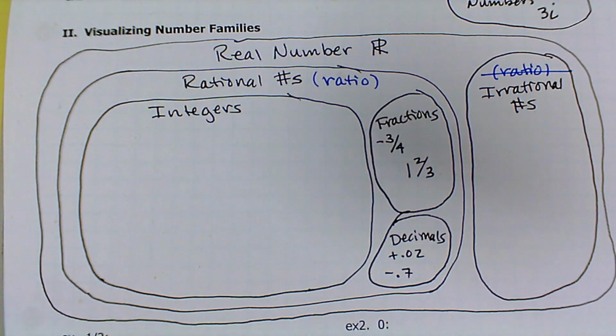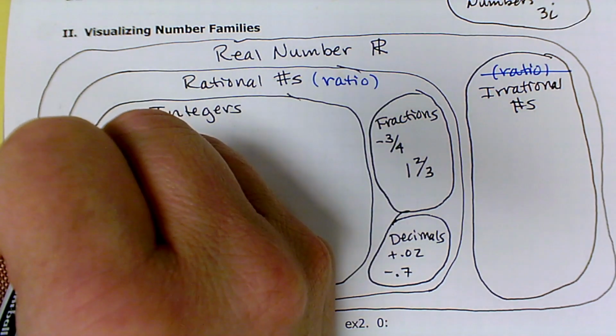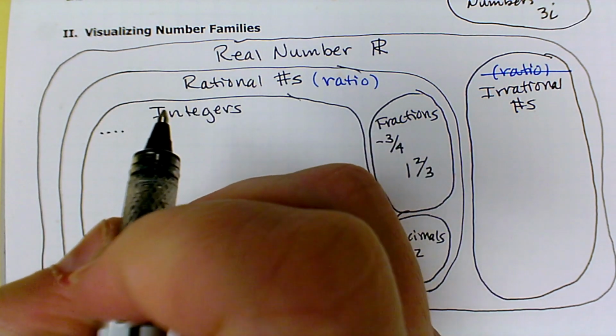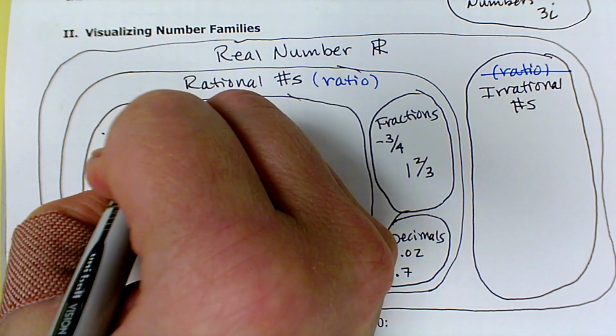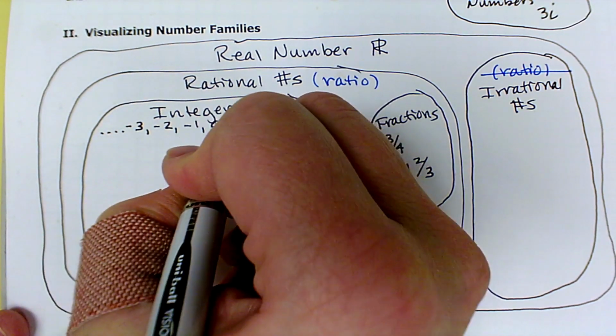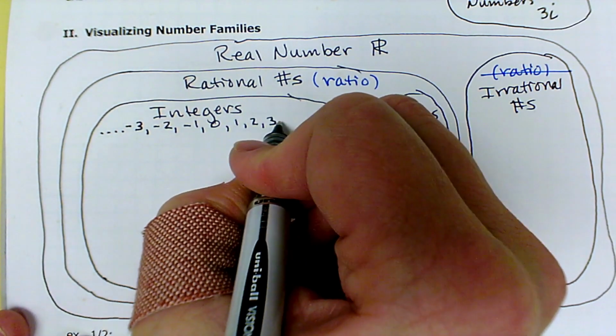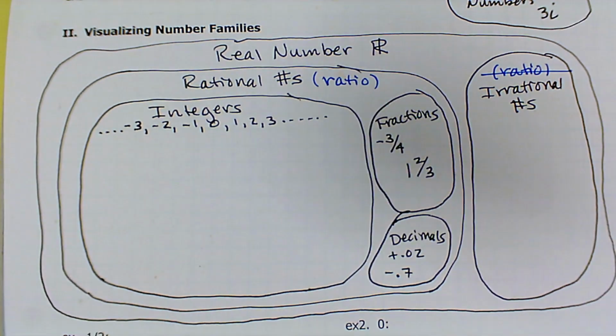All right, integers. Integers are positive and negative whole numbers. So they go to infinity. So we're going to just write a few of them. -3, -2, -1, 0, 1, 2, 3, and then they go to infinity again. So all those are integers. They're like positive and negative whole numbers.